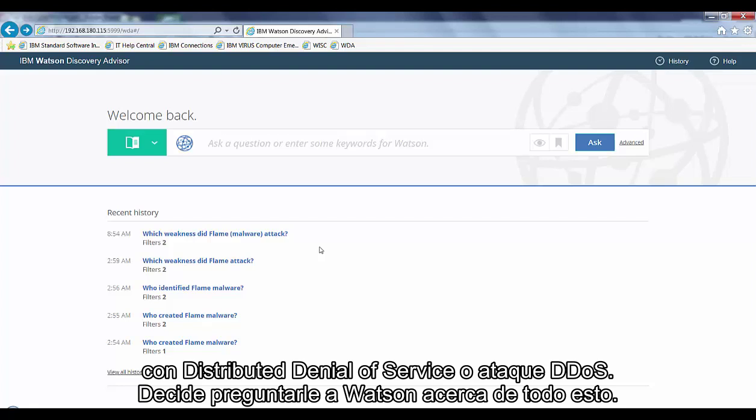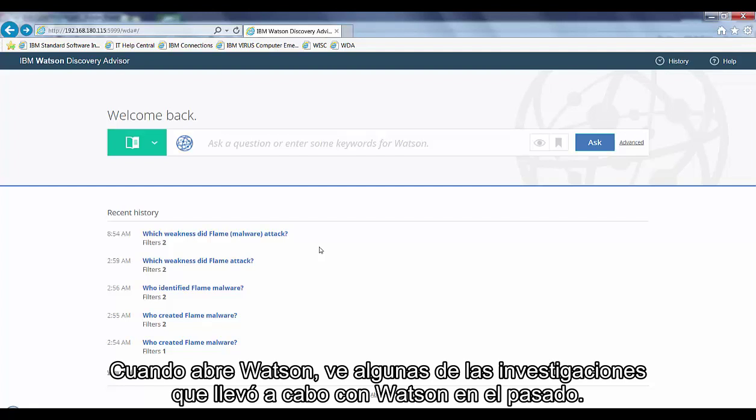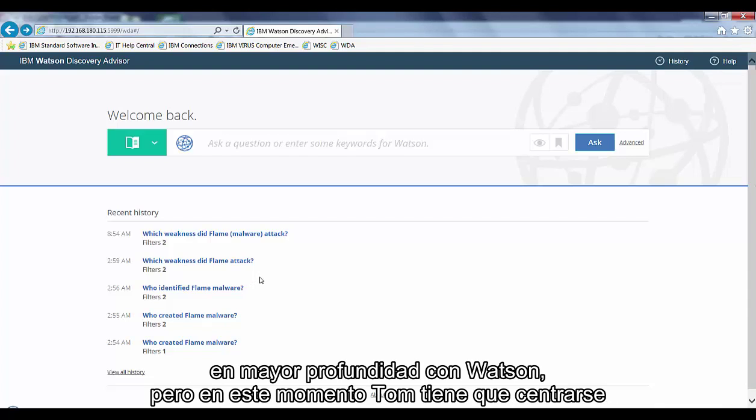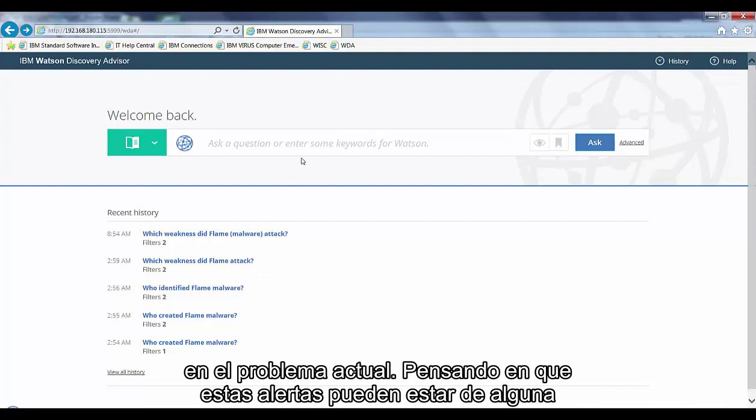He decides to ask Watson about all this. When he opens Watson, he sees some of the investigations that he conducted with Watson in the past. He would love to explore many of these security issues in more depth with Watson, but right now Tom has to focus on the current problem.